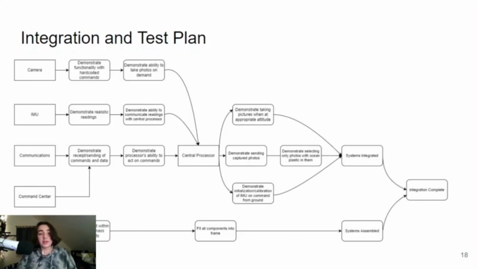After that, we demonstrate selecting only photos with ocean plastic in them, and that's done with a script on the central processor. From this, we can also demonstrate the initialization and calibration of the IMU on command from ground. And so this would require the communications command center and IMU and central processor. After these things are complete, these systems are integrated, and so we turn towards the structure. With the structure, first we simply want to demonstrate that it fits within the space and mass constraints, then that we can fit all the components into the frame. If those two things are true while the rest of the test plan also proceeds, then the systems are assembled and the integration is complete.